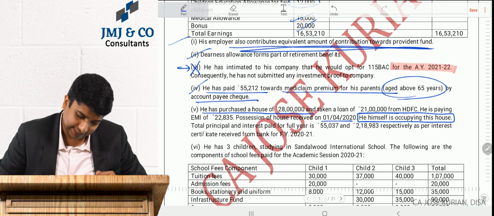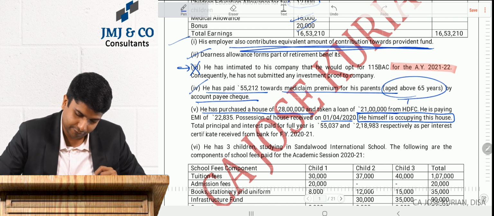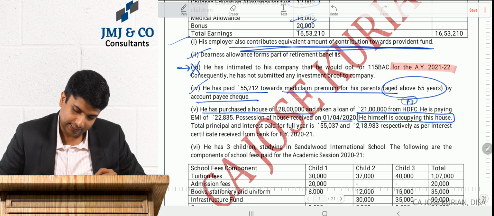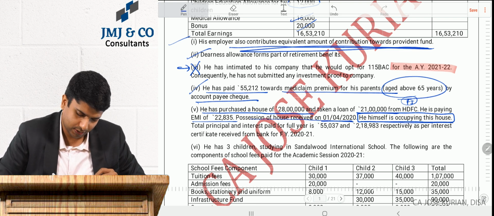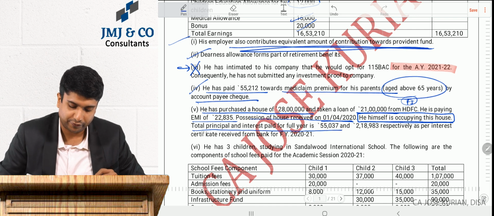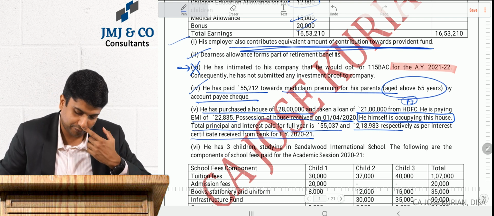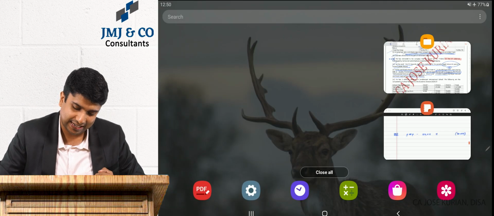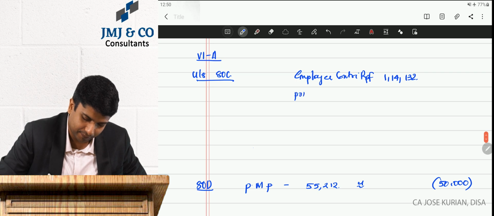Then what is the next adjustment? The next adjustment says he purchased the house for 28 lakh and taken a loan of 21 lakh from HDFC. So HDFC is a financial institution. Then he is paying EMI of 22,835 and the possession of the house is received on 1/4/2020. He himself is occupying this house. Total principal and interest paid for the year is 55,037 and 2,18,983 respectively, as per interest certificate received from bank for financial year 2021. So the total interest and principal is given. So as you know, the principal portion you can claim it as a deduction under 80C.